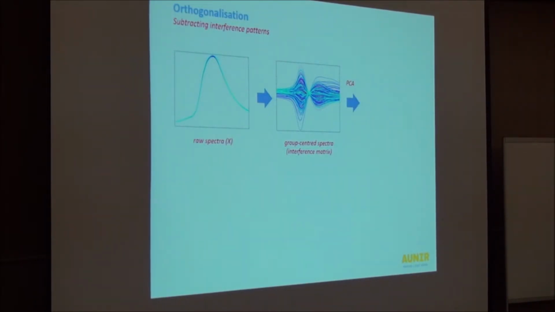Next step, you do a PCA on that covariance matrix, and you end up with PCA loadings. Those are the directions of the interferences that we want to downweight. Those are unwanted directions that we want to orthogonalize or downweight. Next step, an orthogonal projection.